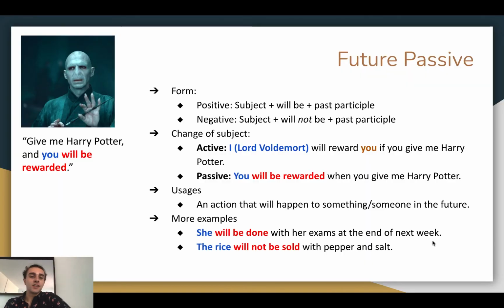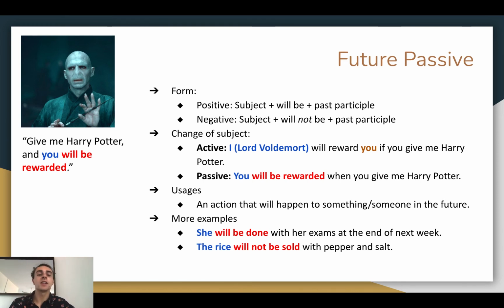So here we see he who must not be named, Lord Voldemort, says, give me Harry Potter and you will be rewarded. So form, subject plus will be plus the past participle. Negative is will not be plus the past participle. So the active form would be, I will reward you if you give me Harry Potter. The passive voice will be, as we can predict, you will be rewarded when you give me Harry Potter.